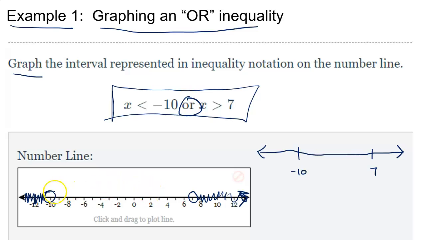This is an OR problem because a number cannot both at the same time be less than -10 and also greater than 7. It's impossible. Now on your paper, you can put open circles on -10 and 7 and shade to the left and shade to the right.